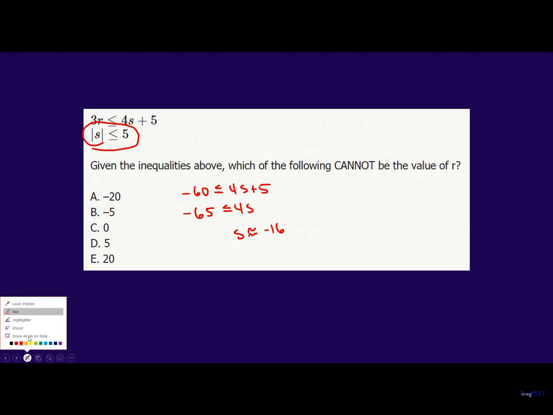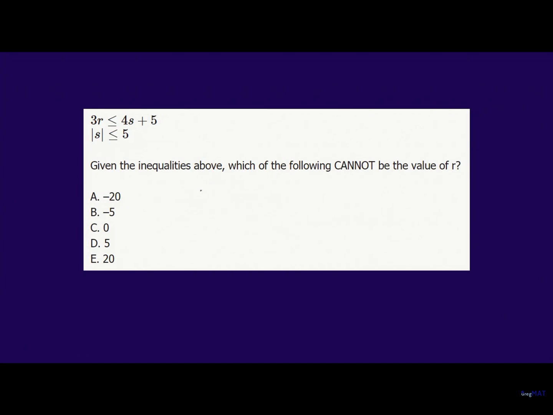Okay, let me do it all the way from the beginning. Hold on. -60 is less than or equal to 4s plus 5, minus 5 gives -65. So 4s, divide both by 4. So s is greater than or equal to -65 over 4. Okay, does that include 0? So can s equal 0 in this equation?